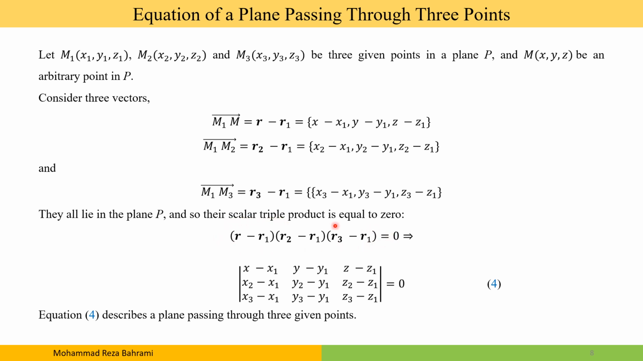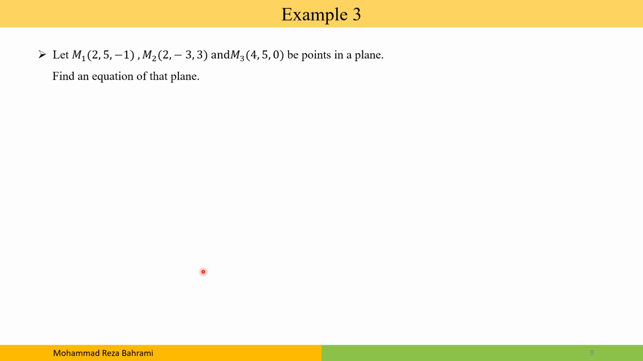When we have a scalar triple product, we can rewrite it in determinant format as we have it here. So this equation describes a plane passing through 3 given points. So if in an example or something they ask you to find the equation of a plane passing through 3 given points, simply you can use this determinant. Let's have an example here.